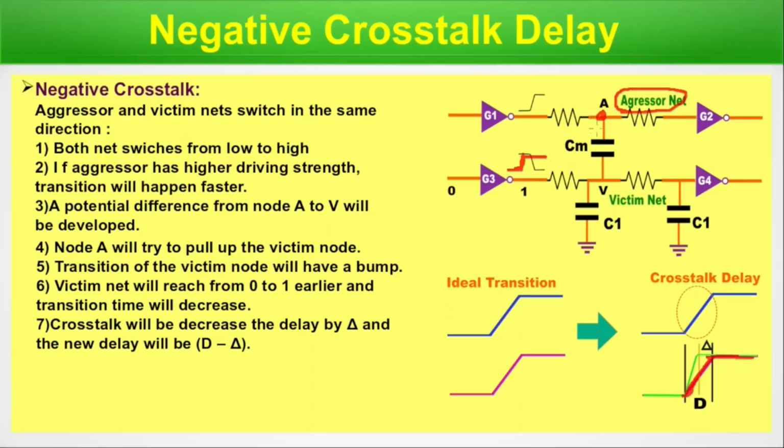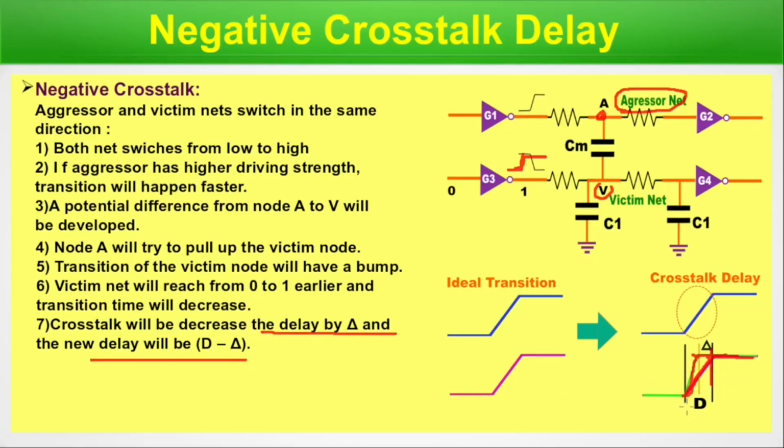Now, node A is pulling the voltage or the logic state of this node V. So the voltage gets pulled up, and with its natural slew, the transition would have happened at this zone. This transition just happens before. So there is a delta shift. Actually the victim net will reach from 0 to 1 earlier and transition time will decrease. Crosstalk will decrease the delay by delta, and the new delay will be d minus delta.